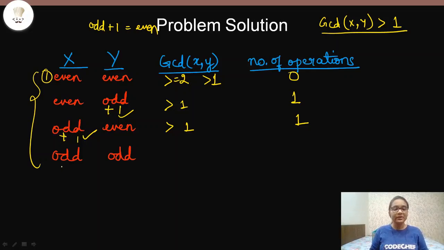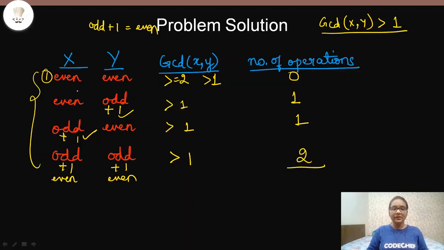Here simply what you can do is select one odd number, increment it by 1, make it an even number, then select the other odd number, increment it by 1 and make it an even number. Now when you have two even numbers, then your GCD will be greater than 1. You can ensure that. And the number of operations you will need is 2. So guys, what have we derived after seeing all of this?